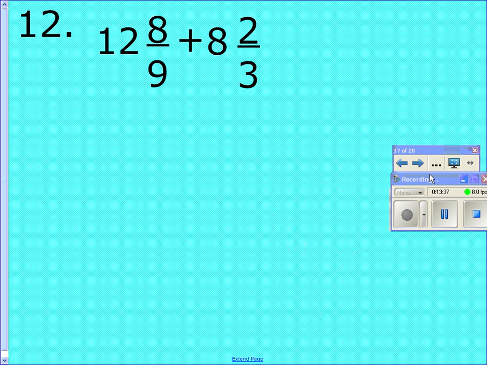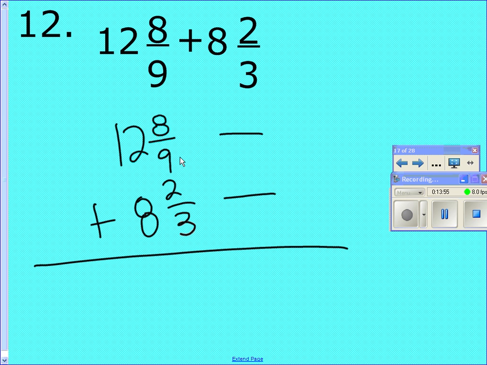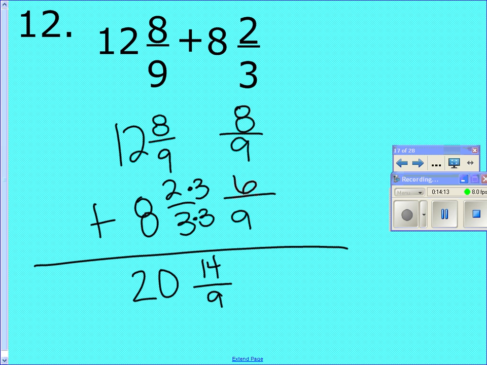Okay, we're going to do a couple more. 12 and 8/9 plus 8 2/3. You can pause the video and then check. Okay, so 12 and 8/9 plus 8 2/3. Common denominator between 9 and 3 is 9. So you don't have to do anything with the 8/9. To get from 3 to 9, you multiply by 3. 2 times 3 is 6. 12 plus 8 is 20. 8 plus 6 is 14.